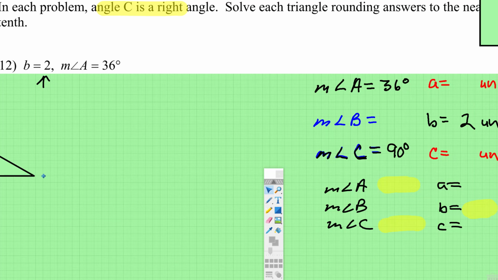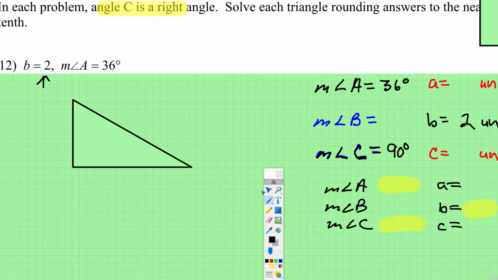But what I'm going to do is I would like you to draw a diagram and then label the pieces. Here's angle C, and it's a right angle. That's 90 degrees. Angle A is 36. Well, this is the smaller angle, so that must be angle A. That means this is side A. This is side C, and that leaves angle B and side B, and we know that side B is 2 units.